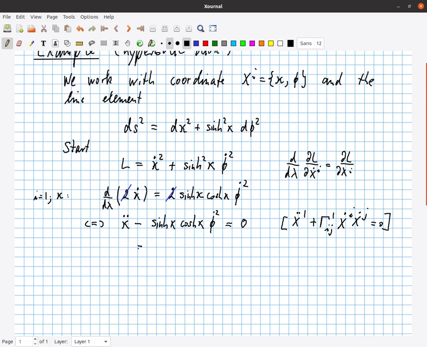which immediately implies that gamma 1 2 2 equals minus sine hyperbolic kappa cos hyperbolic kappa, and all the other components that have a 1 on the top vanish identically. This means gamma 1 1 1 equals gamma 1 2 1. By symmetry, this is 1 2 1. And all these components are 0.